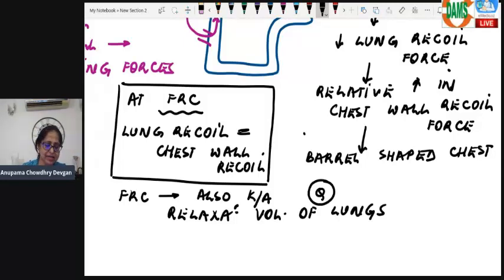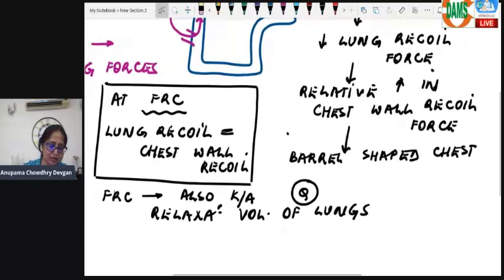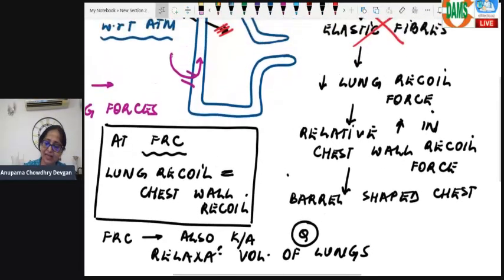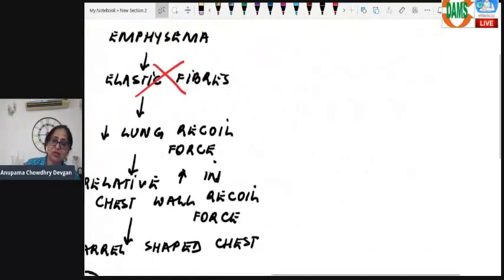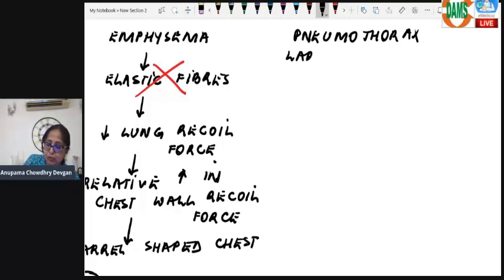This is another very interesting clinical application of this negative force. Let's have a look at that. Let's see what happens in a pneumothorax or a large pleural effusion.